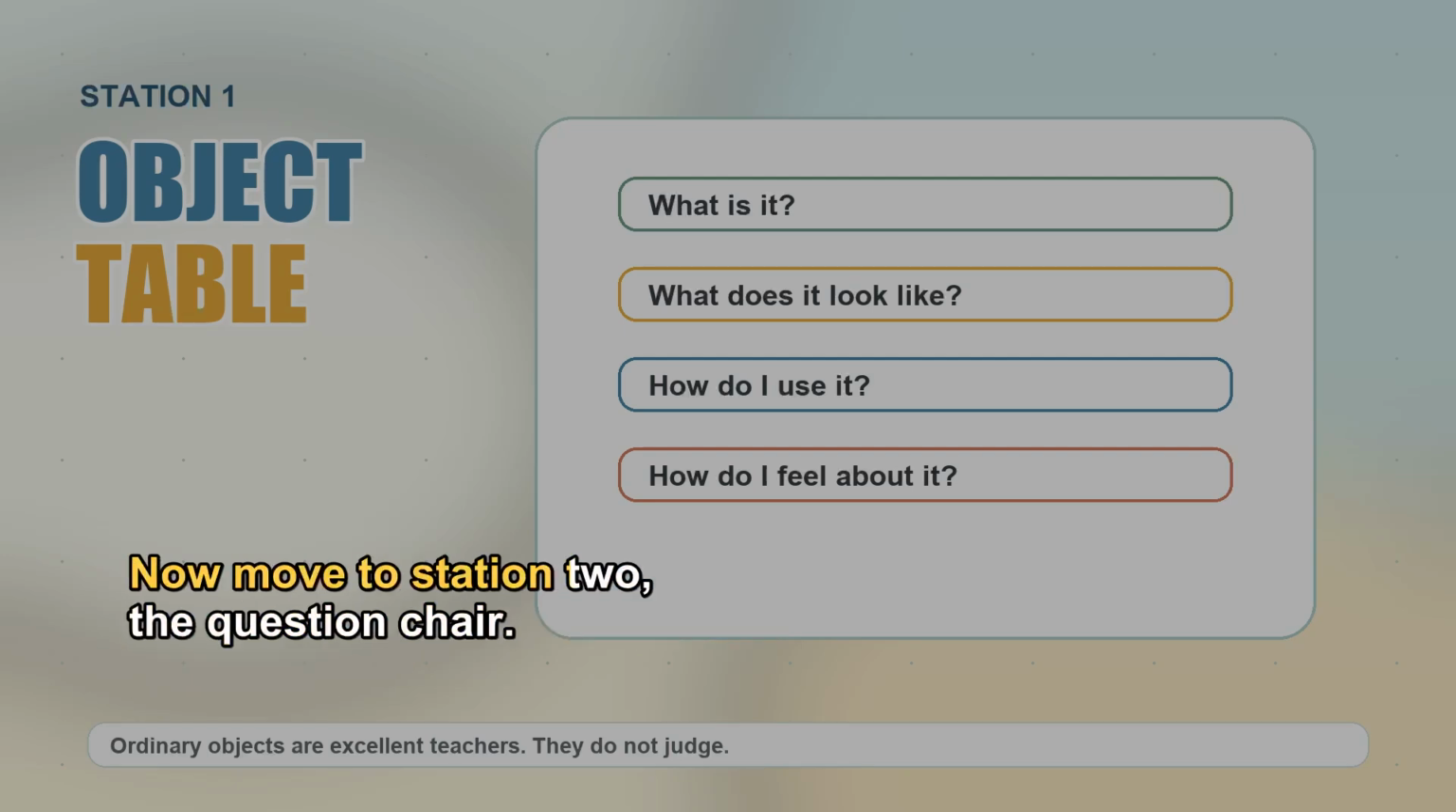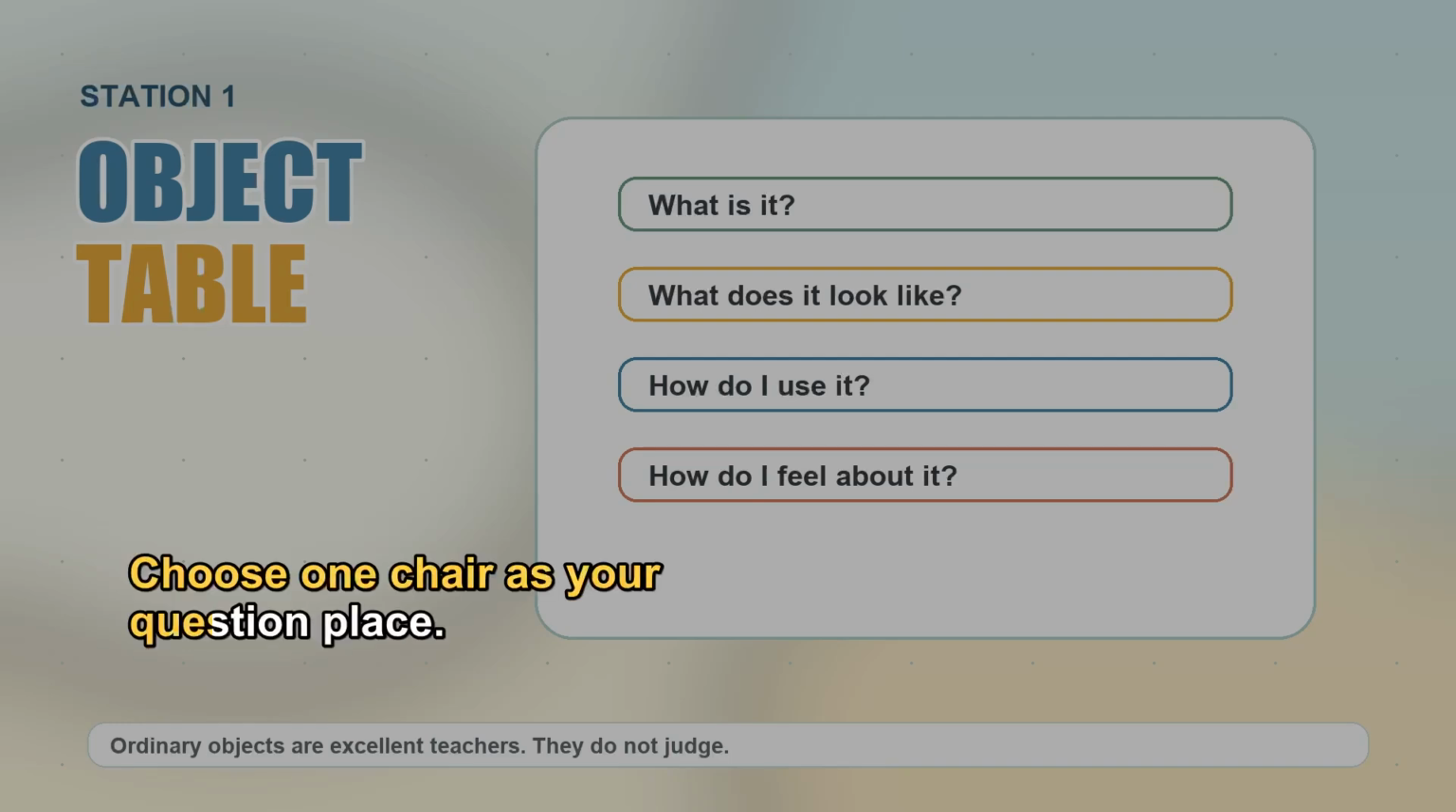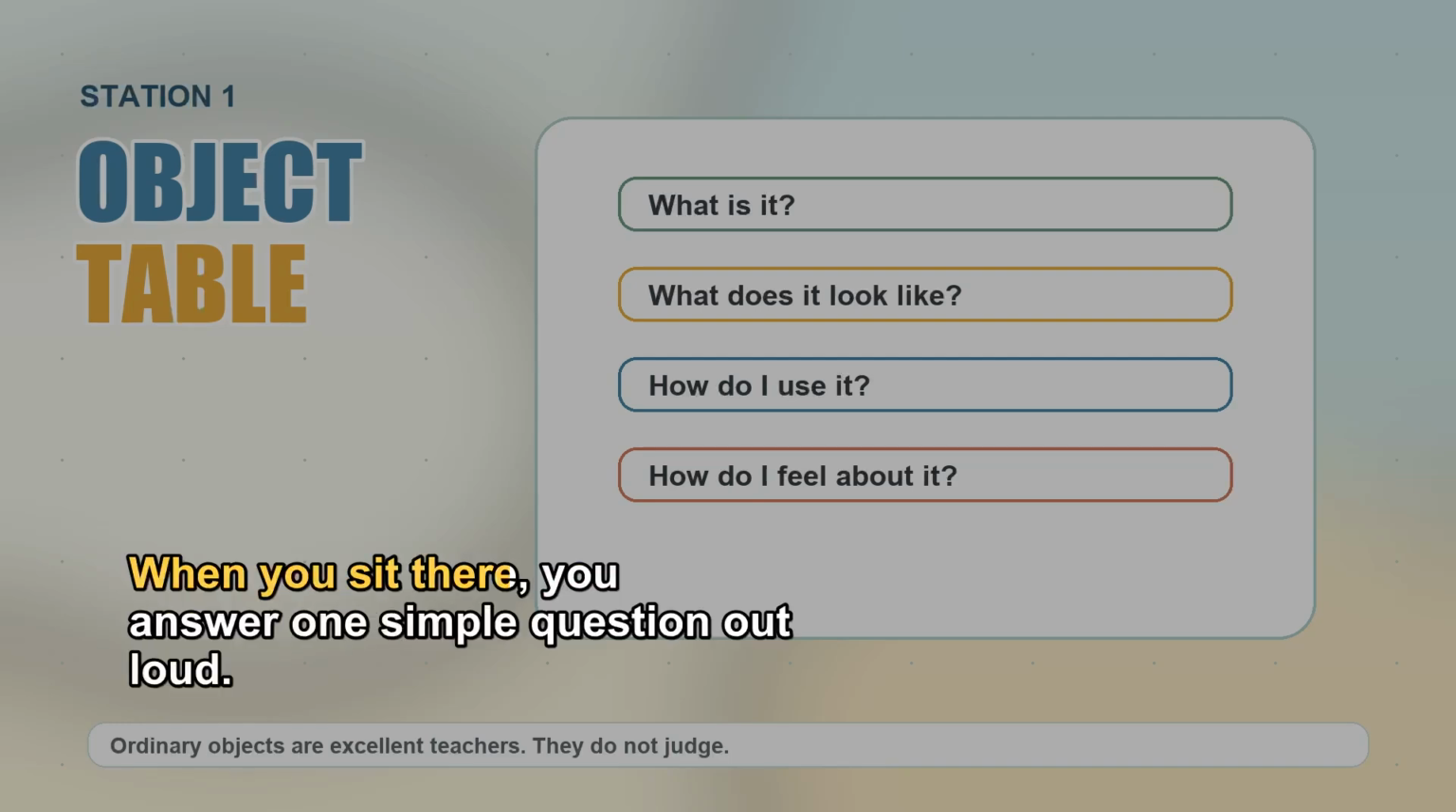Now move to Station 2, the question chair. Choose 1 chair as your question place. When you sit there, you answer 1 simple question out loud.